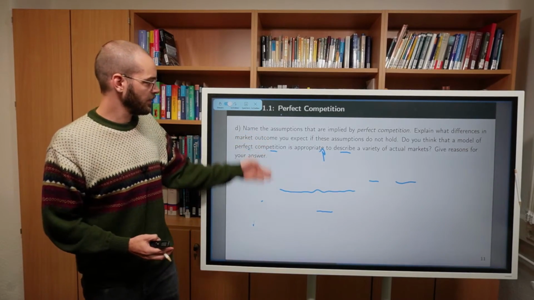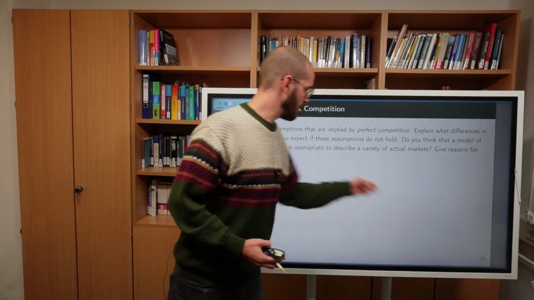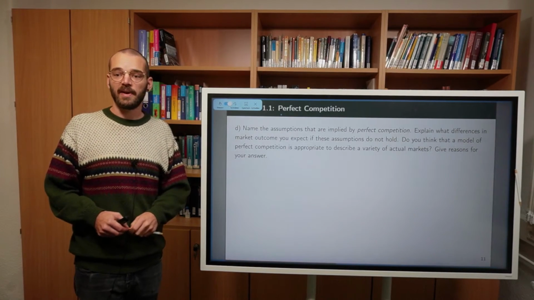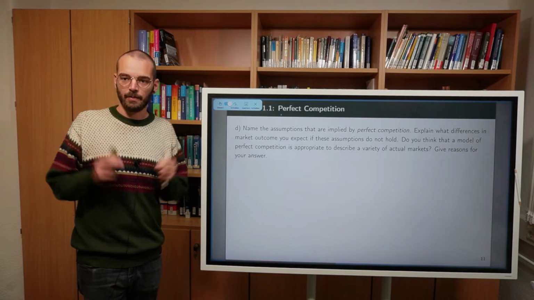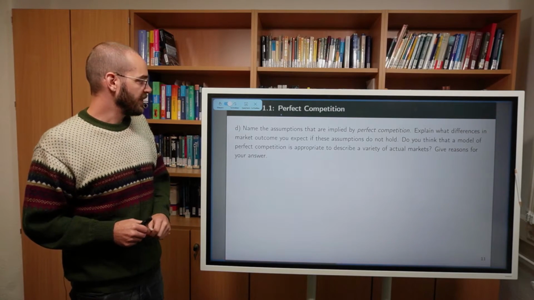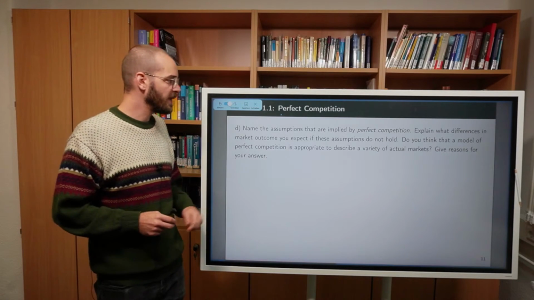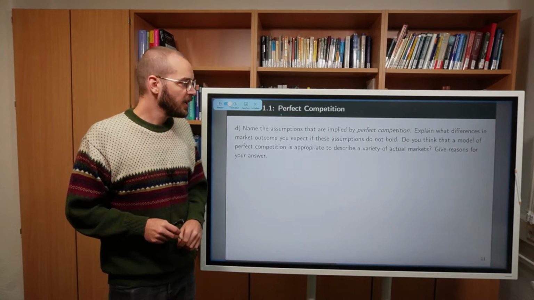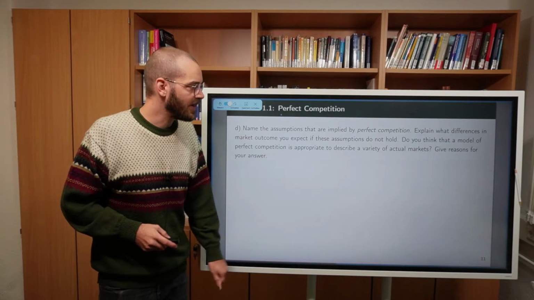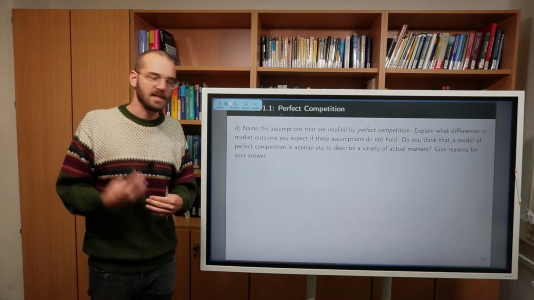All right. Now finally to a more verbal exercise where we are asked to argue the different assumptions that we typically imply when we simply say there is perfect competition without further going into the details. So, name the assumptions that are implied by perfect competition, explain what differences in market outcomes you would expect if these assumptions do not hold. Do you think that a model of perfect competition is appropriate to describe a variety of actual markets, and give reasons for your answers? Quite a lot, but let's just move through it step by step.